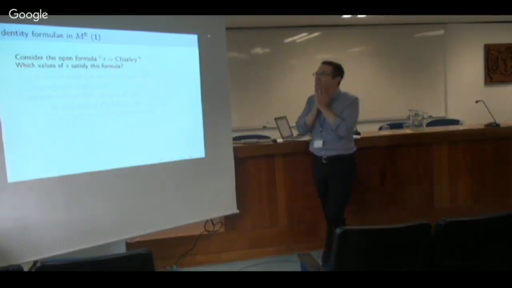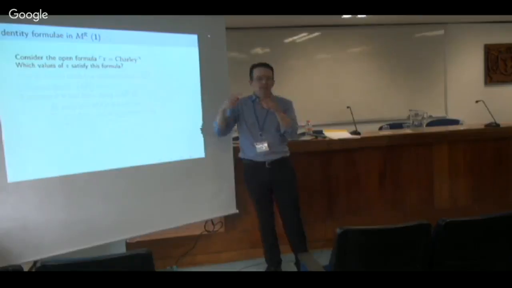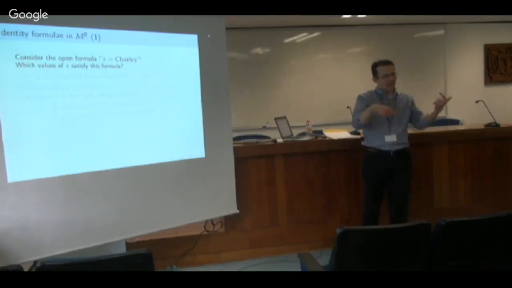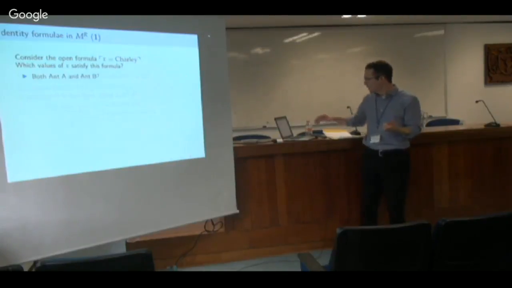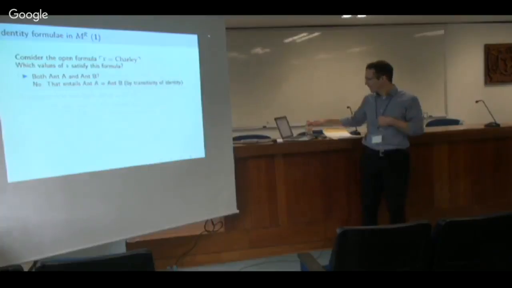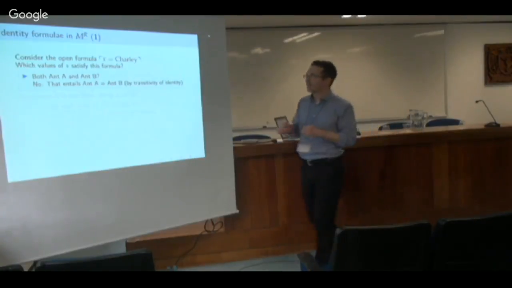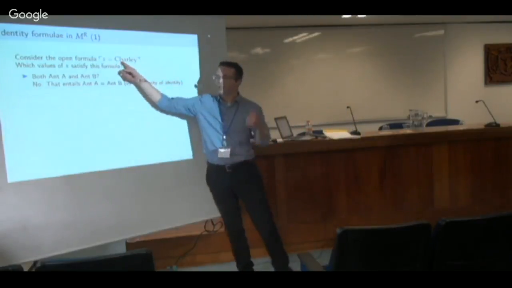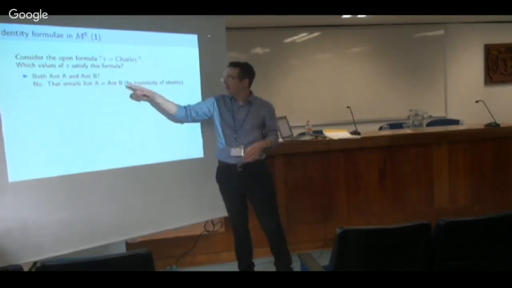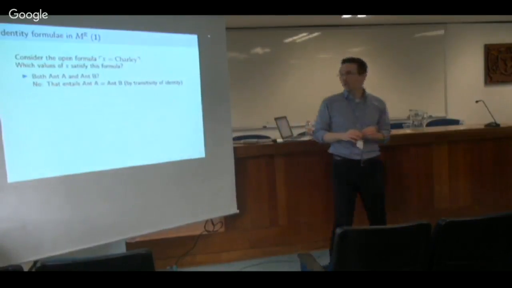So when we start thinking about sentences containing the identity sign, the equal sign, think about the open formula x equals Charlie. Which values of x in our domain satisfy this formula? Well, when I first asked myself this question, my answer was, well, both Ant A and Ant B. However, that leads to disaster. Because if we say, okay, Ant A equals Charlie is true, Ant B equals Charlie is true, then by transitivity of identity, Ant A equals Ant B. And that ain't true. Right?